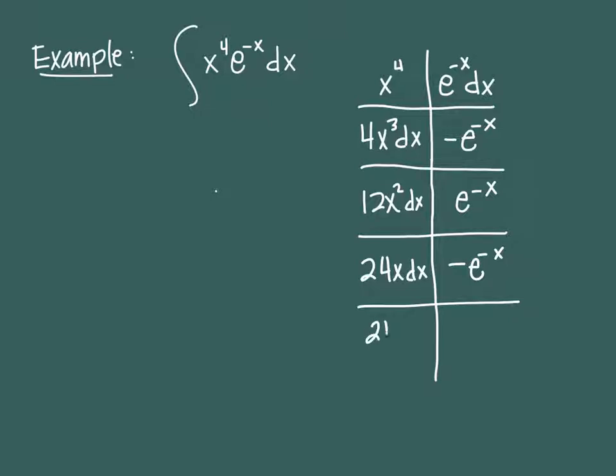Now I get 24 dx, and I get positive e to the negative x. And one more time, because you have to go until you get 0. The derivative of 24 is 0, and the antiderivative was negative e to the negative x.